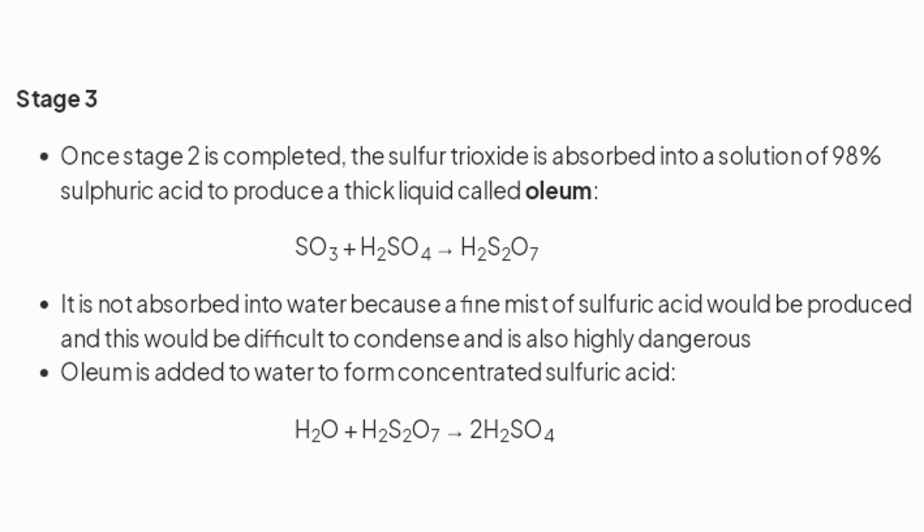Stage 3. Once stage 2 is completed, the sulfur trioxide is absorbed into a solution of 98% sulfuric acid to produce a thick liquid called oleum. Sulfur trioxide will react with sulfuric acid to produce oleum. It is not absorbed in water because a fine mist of sulfuric acid would be produced and this would be difficult to condense and is also highly dangerous. Oleum is added to water to form concentrated sulfuric acid.